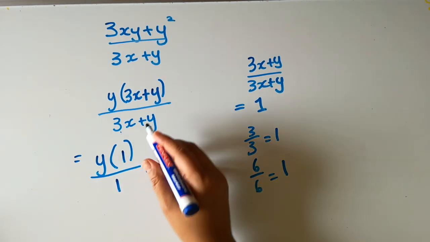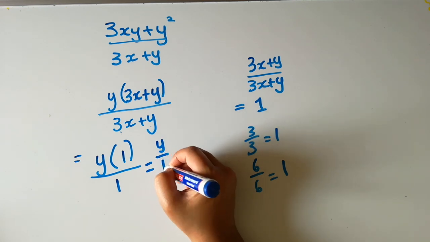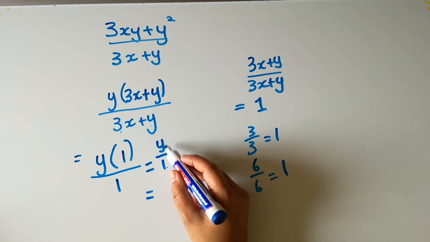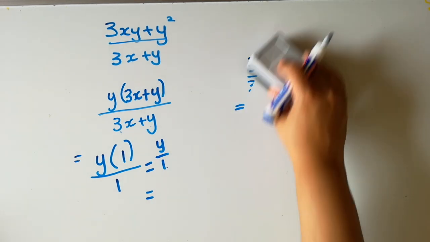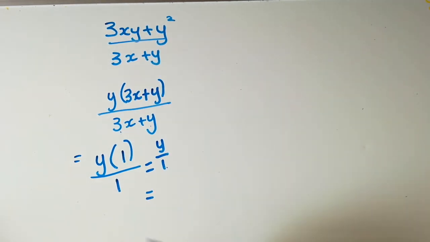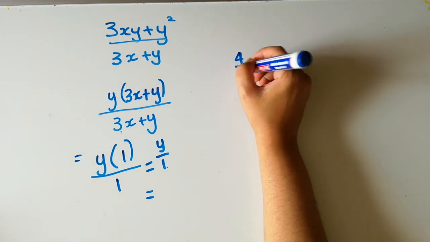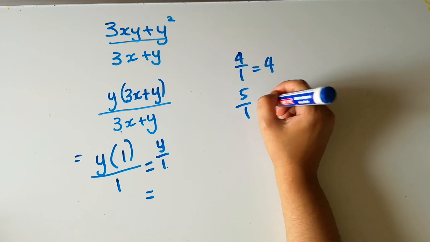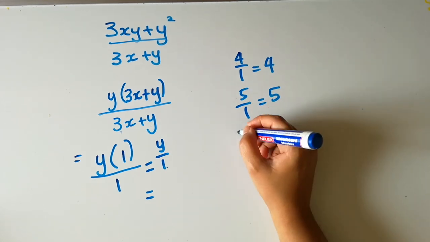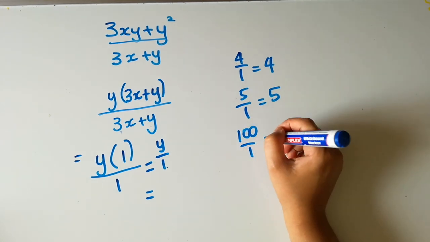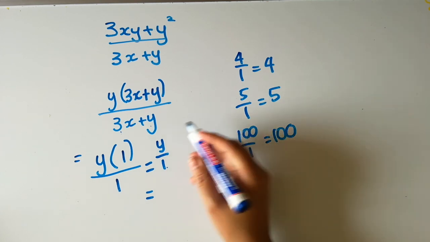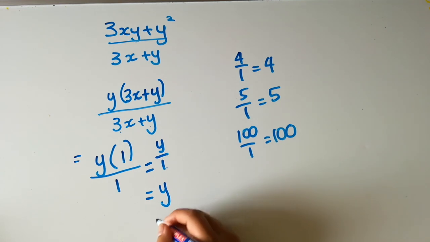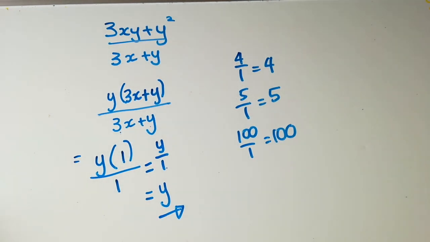We have y times 1 is y over 1. And any number divided by 1 will stay the same. Again, to give you a practical example, 4 divided by 1 gives 4. 5 divided by 1 will give me 5. 100 divided by 1 will give me 100. Therefore, y divided by 1 will give me y. And that is my answer.